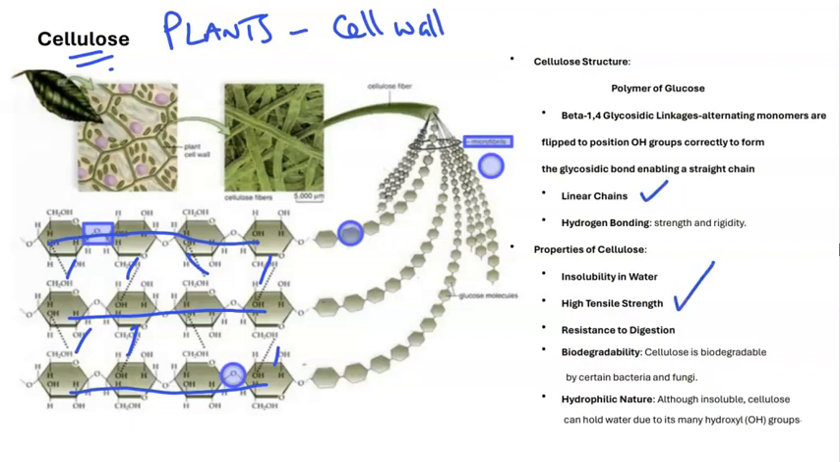It tends to be linear, held together by hydrogen bonding, and very resistant to digestion unless you have cellulase enzyme. If you have cellulase enzyme, you can digest cellulose, but that's restricted largely to bacteria and to fungi and their roles in decomposition.